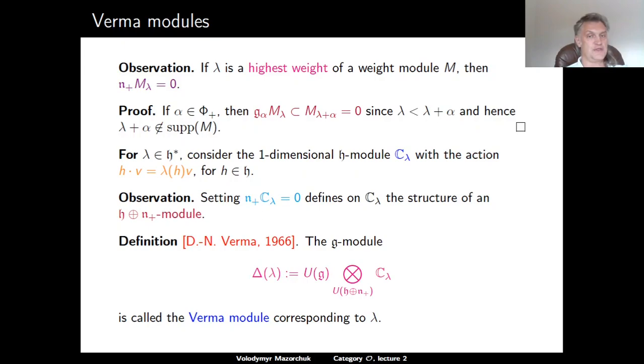Verma modules were defined by Verma in his PhD thesis in 1966. The Verma module delta lambda associated with lambda in H star is defined as the G module obtained from the B module C lambda by tensor induction. So delta lambda is equal to U of G tensor over U of the Borel subalgebra applied to the module C lambda. This is a Verma module corresponding to the weight lambda.